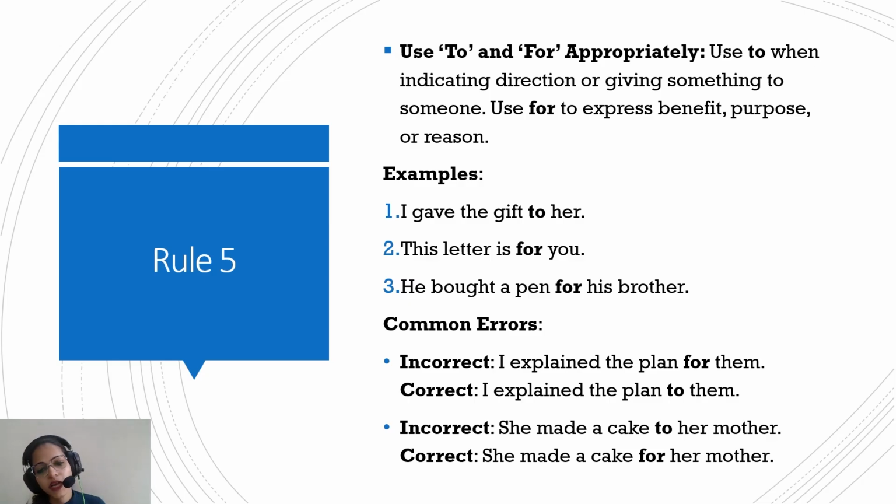Okay. "I explained the plan for them" is not making sense. I explained the plan to them, because you explain something to someone. "She made a cake to her mother"? Of course not. She made a cake for her mother. She's making it for her.